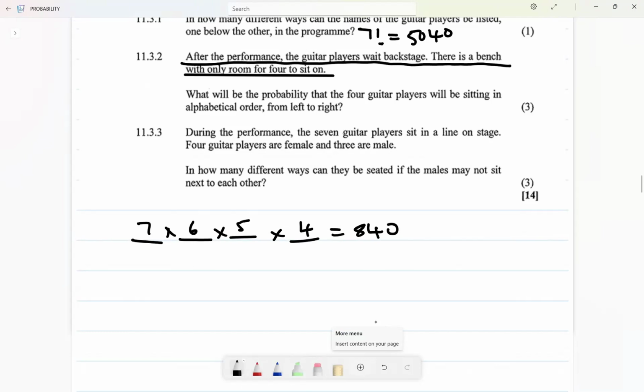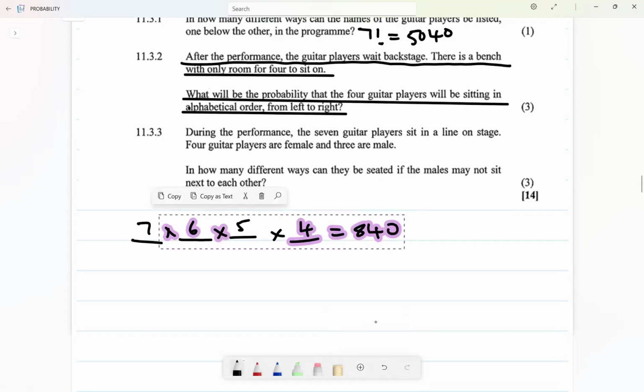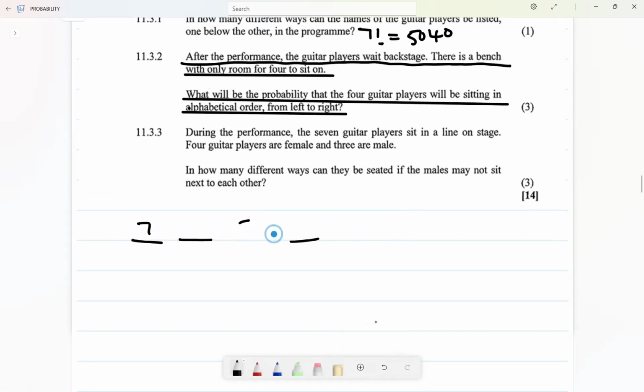So these are how these people can sit. But now they say, calculate what will be the probability that the 4 guitar players will be sitting in alphabetical order from left to right? So the total number of ways that people can sit is 840. I want you to take note of this. The probability that they will be sitting in alphabetical order.